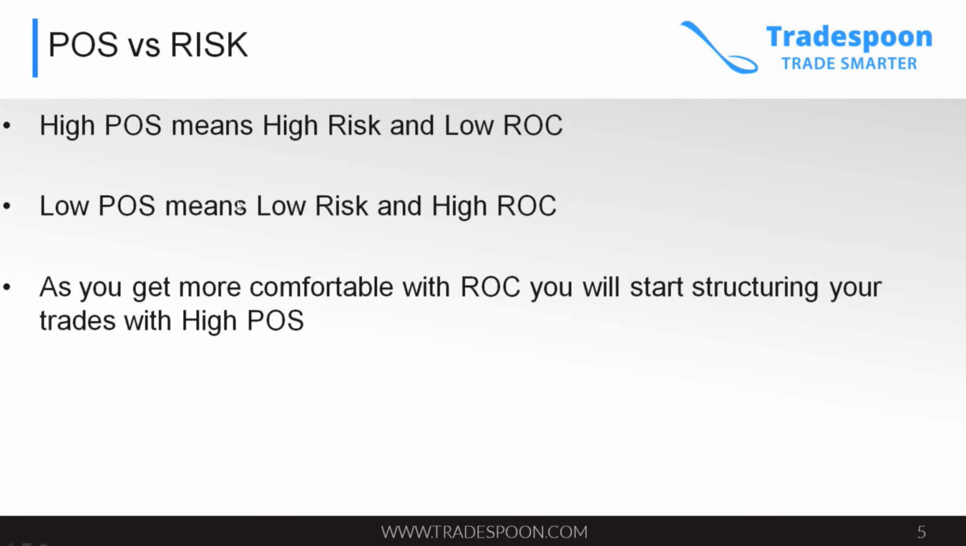Always keep in mind probability of success versus risk. High probability of success means high risk, low return on capital. It's great to do when the implied volatility rank is high. Low probability of success means you're taking low risk but high return on capital. This is great when options are cheap and implied volatility is low. That means you're buying options, you're buying debit spreads.